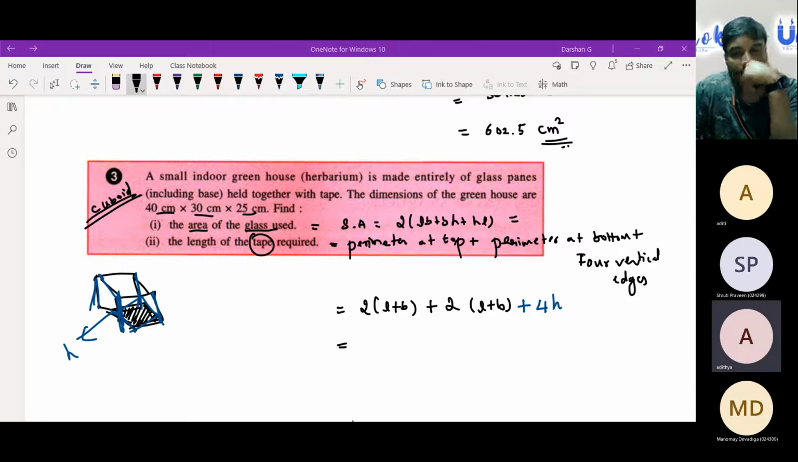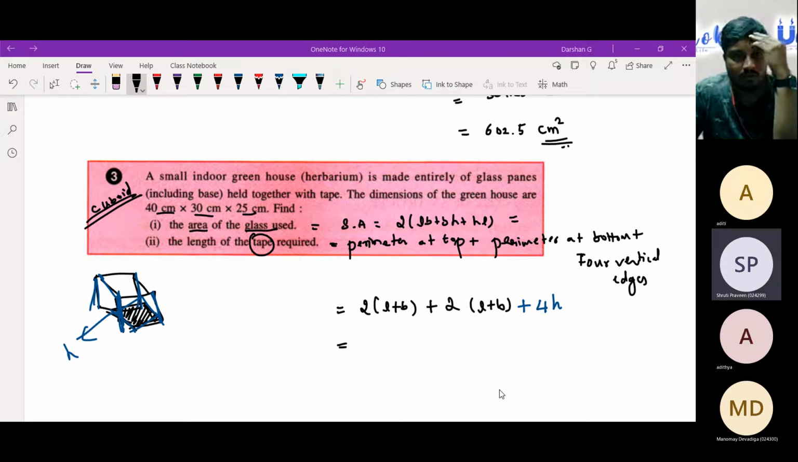Sir, I got the answer for both the questions. Okay, great. Anybody else who got the answer? Neha? Sorry, Shruti? Sir, I'm doing it. What about Aditi? Yeah, I got the answer too. Okay, can you tell me the answer for the first one?